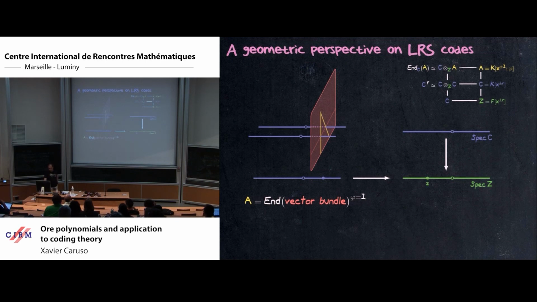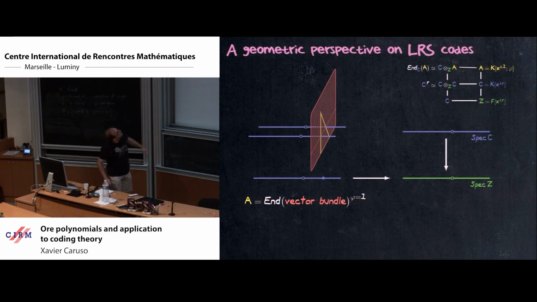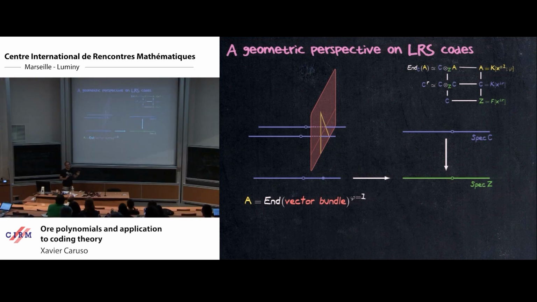Can you say again what the vector bundle with the fibers? It's a vector bundle over C? It's a vector bundle over C whose fiber is just, so it's a trivial vector bundle over C of dimension R.